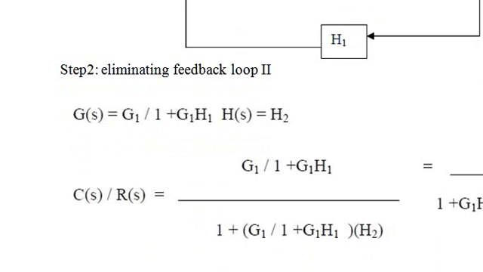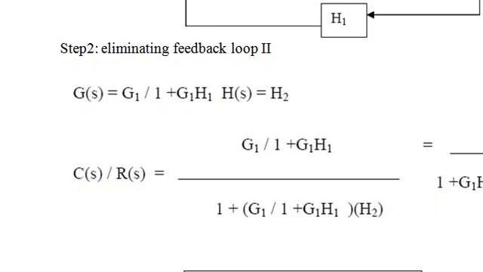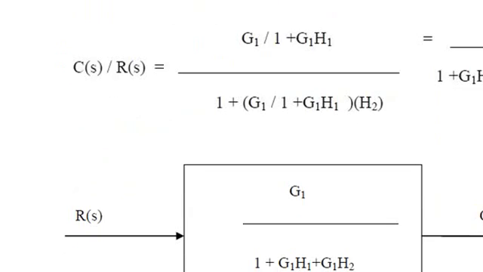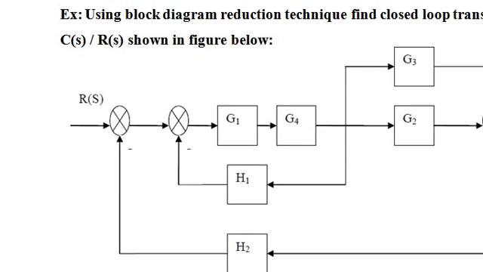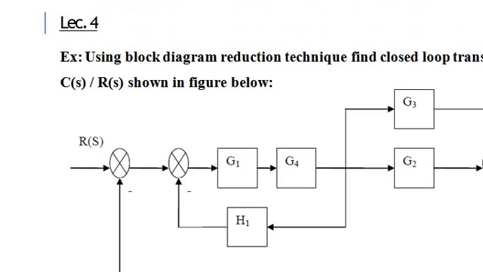We take the ratio c of s by r of s as g1 by 1 plus g1 h1 plus g1 h2. So finally we take this as a single block, with the input as r of s and the output as c of s, that is g1 by 1 plus g1 h1 plus g1 h2. So this is the way to reduce a complex block diagram into a smaller one.